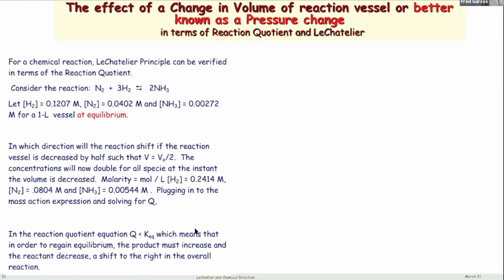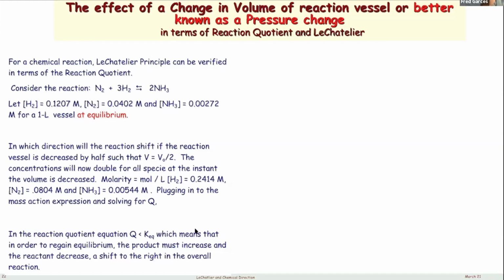When you change the pressure, the only way you're going to shift that equilibrium is by changing pressure via the volume. You guys know from Boyle's law that the pressure increases when you decrease the volume. When you decrease the volume, you're in effect increasing the concentration, because remember, the concentration is moles over volume. So when you decrease the volume in half, you're doubling the concentration.